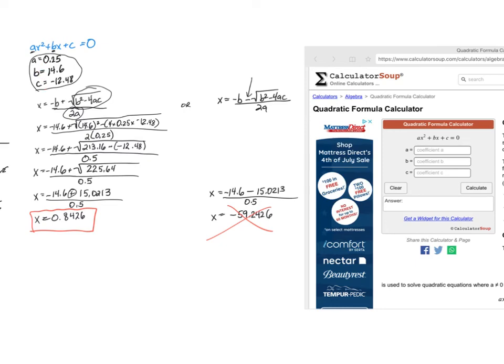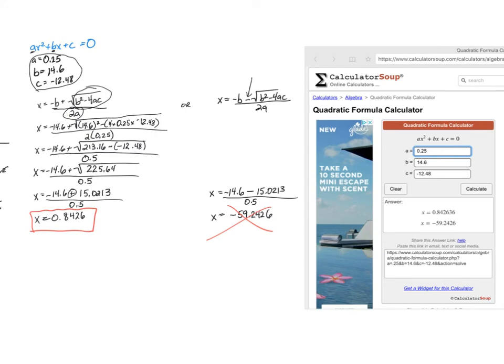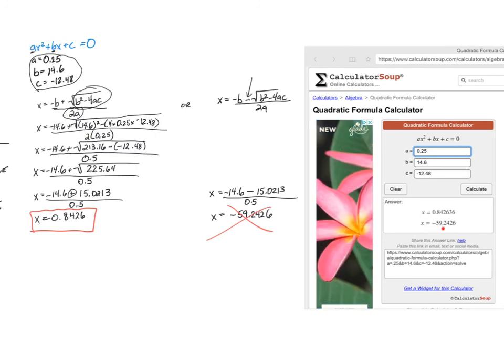Now, if we really want to check our answer, what we can do is take these values for A, B, and C and plug them into a quadratic formula calculator. Now, I don't encourage you all to do this before you know how to work these problems. Practice doing the math, but I would definitely use a quadratic formula calculator to check my answers. So let's do that. What we got for A was 0.25. What we got for B was 14.6. And for C, we had negative 12.48. So let's hit calculate. And you see here that for their values for X, they got negative 59.2426.